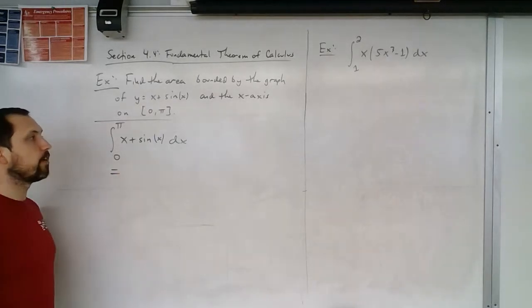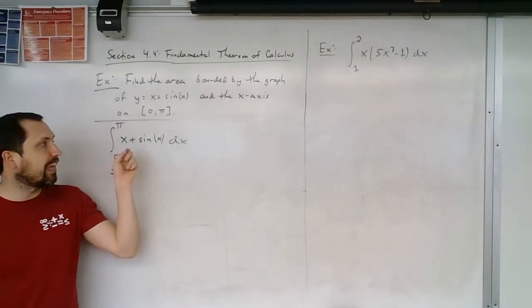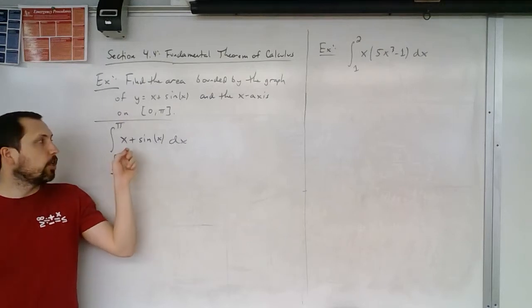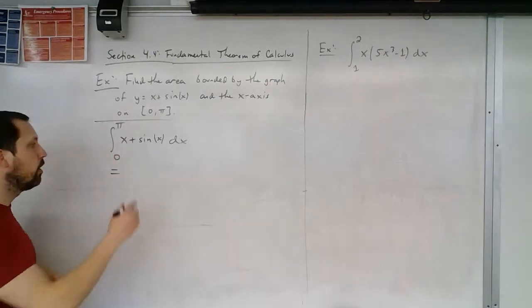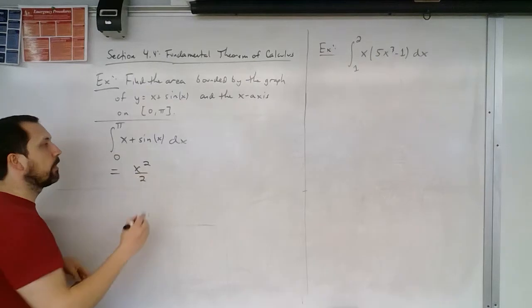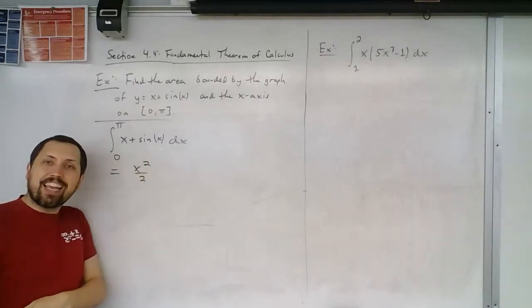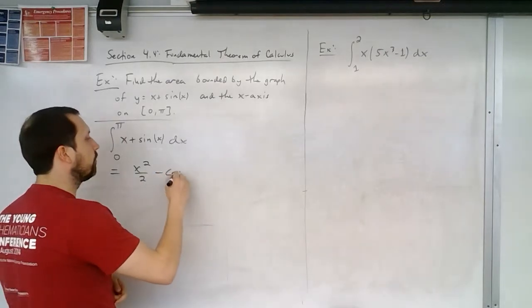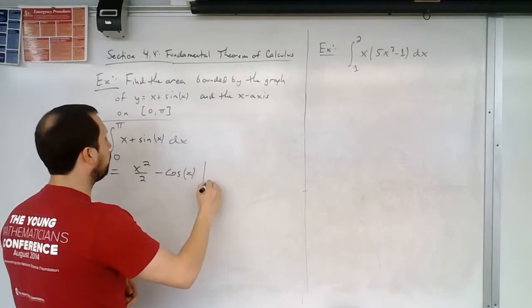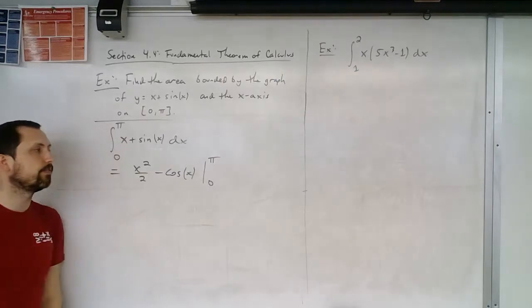And now we use the fundamental theorem of calculus. So we find the antiderivative of this. We find the antiderivative of x, which we know is going to be x squared divided by 2. And the antiderivative of sine, that's going to be negative cosine. So we have negative cosine x, and this goes from 0 to pi.